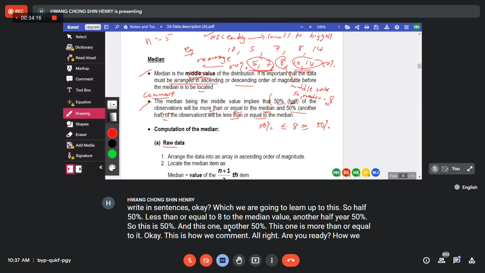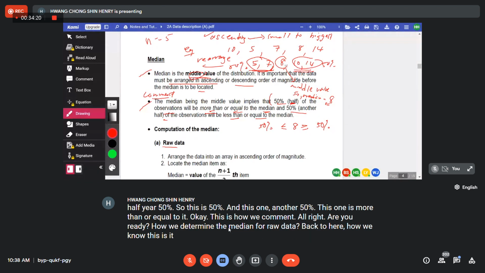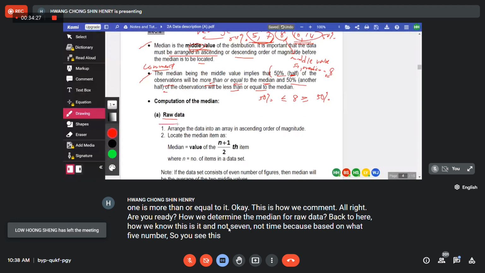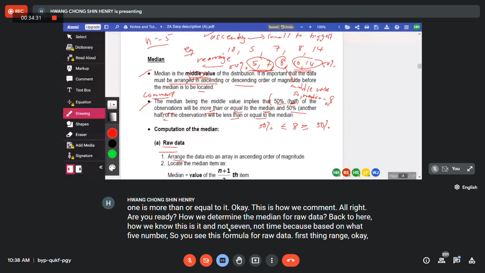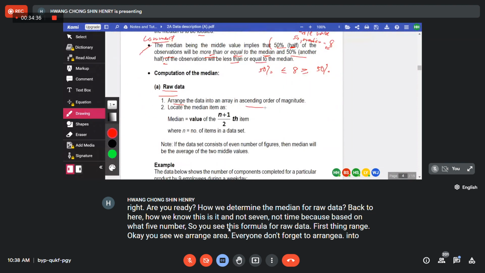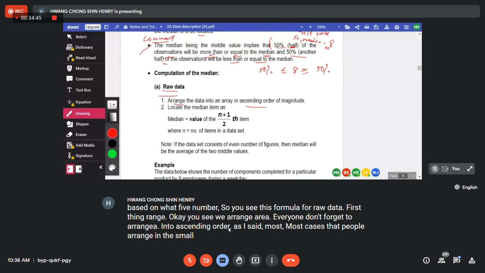How do we determine the median for raw data? Back to here, how do we know this is 8 and not 7, not 10? Because based on what? 5 numbers. So you see this formula for raw data. First thing, arrange. You see, we arranged already, everyone. Don't forget to arrange into ascending order. As I said, in most cases people arrange from small to big.